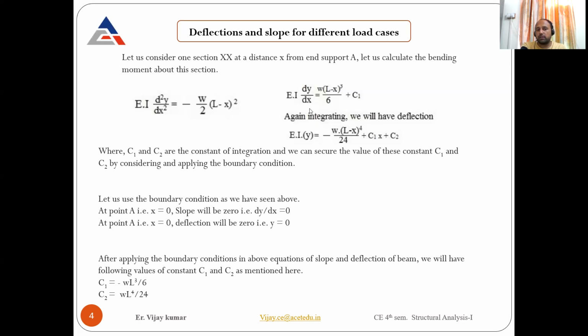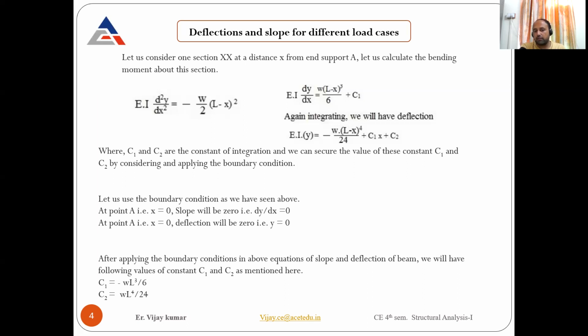dy/dx will be 0. For x, just put the value x = 0. By doing so, you will get the value of C1 equal to WL³/6 and C2 will be WL⁴/24. That's how we will get the values of C1 and C2.